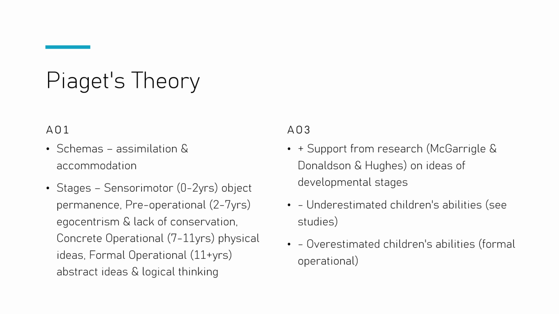So after early brain development, we then started looking at Piaget's theory. Piaget's theory has several different areas to it. The main concepts of it, I'm going to look at the AO1, the knowledge and understanding, and the AO3 of each of these areas.